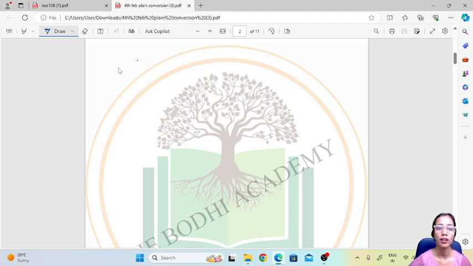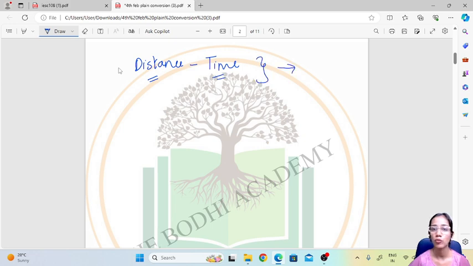Now when we are talking about the distance time graph, there are two variables over here. One is the distance and one is the time, and what it is showing is the motion. We know that motion is how much distance an object is covering in a particular time. So that is given by the distance time graph.